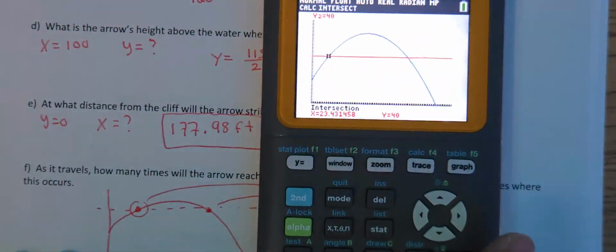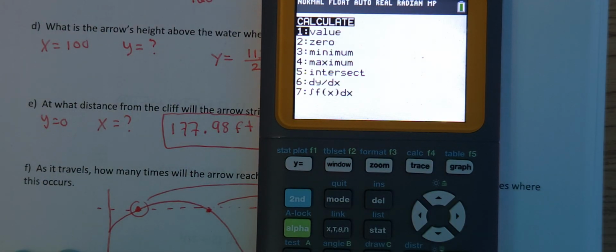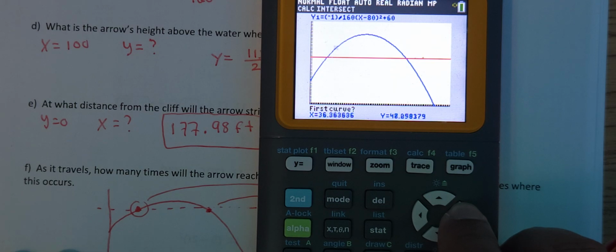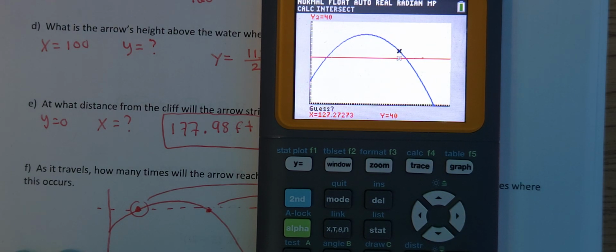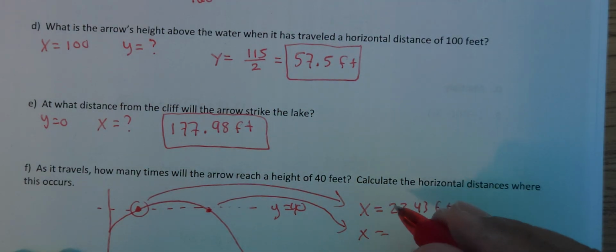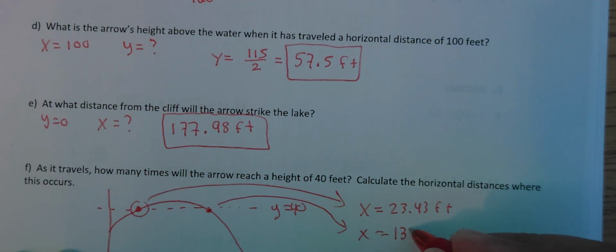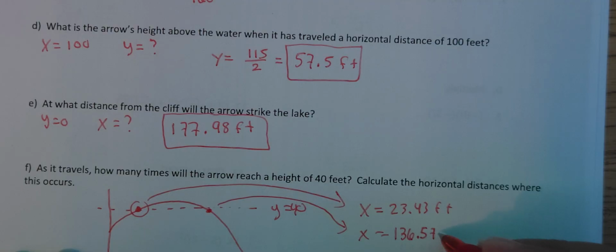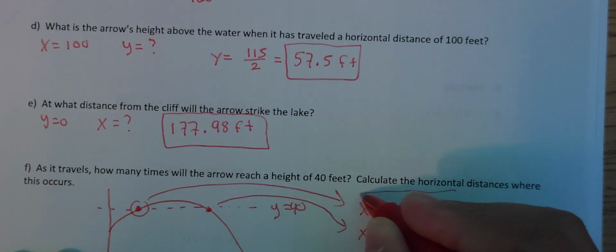For this one, let's do second trace 5 again, and get to the other intersection on the graph. Okay, I'm getting close enough there. So we're on the parabola, then the line, press enter again, and yes, it says 136.568. So this is 136.57 feet. So this is the answer to that problem.